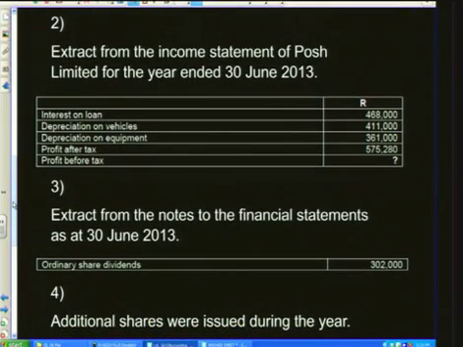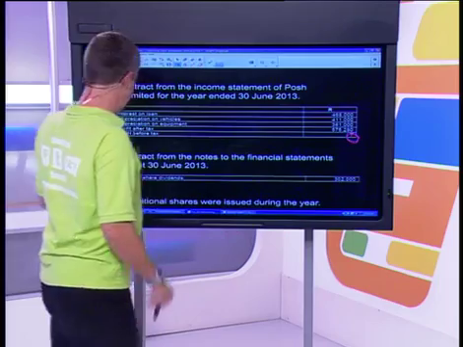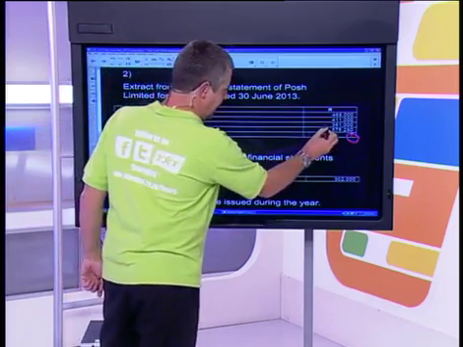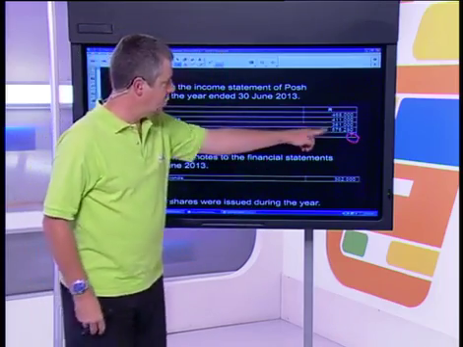What they've done here is they've given us a whole lot of items: interest on loan, depreciation on vehicles, depreciation on equipment, profit after tax, and profit before tax. But unfortunately, there is a question mark on profit before tax. What that means is that we're going to have to calculate what the profit before tax was. The only piece of information that we've been given here is the profit after tax, which we know is 575,280. So that's the first piece of information that we have.